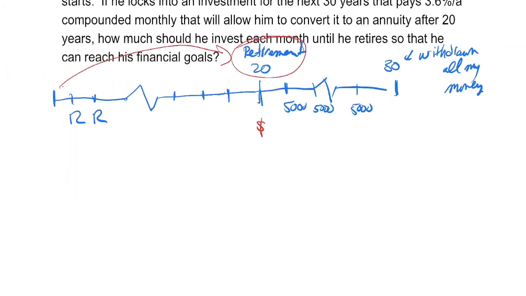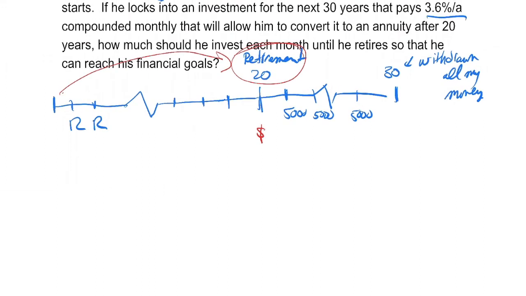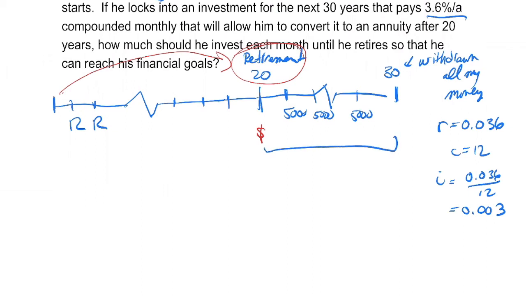One thing that's consistent for everything is my 3.6% per annum. So R is 0.036, and because I'm paid monthly, C is 12. Those things are consistent for the entire 30 years. In this case, I is equal to 0.036 divided by 12, which is 0.003. Looking at this point 20 years from now, how many payments do I need? So here T is going to be 10. Let me do this in a different color. Let's say that this portion is the purple.